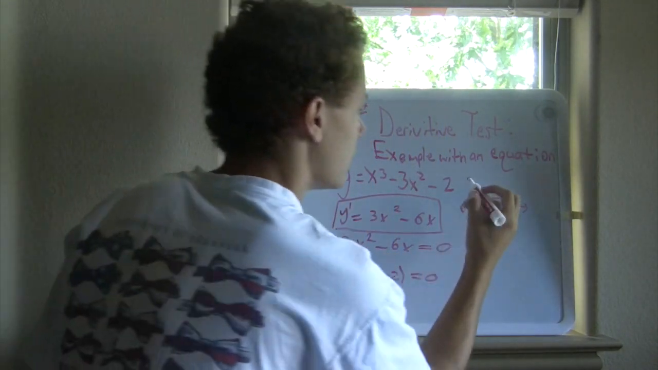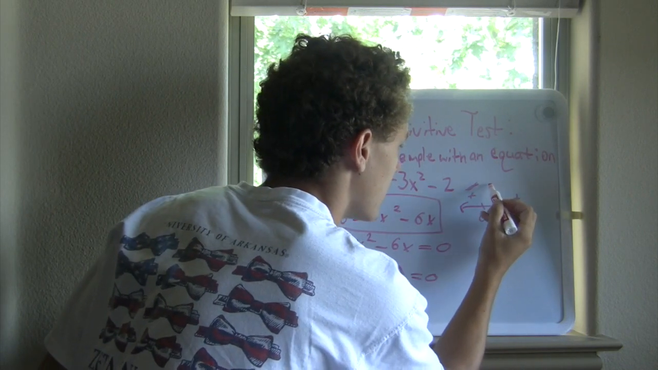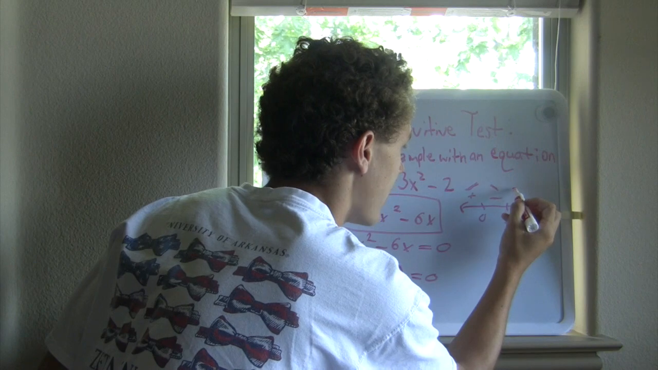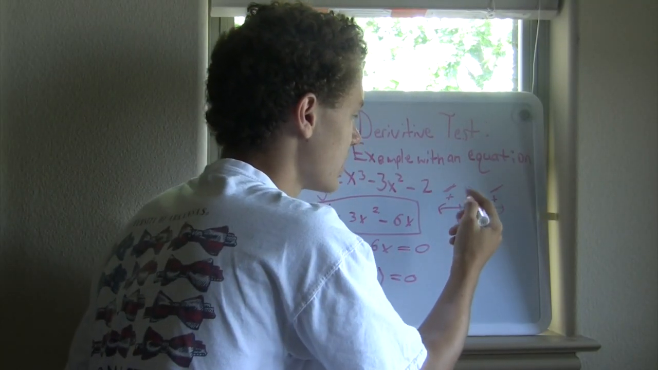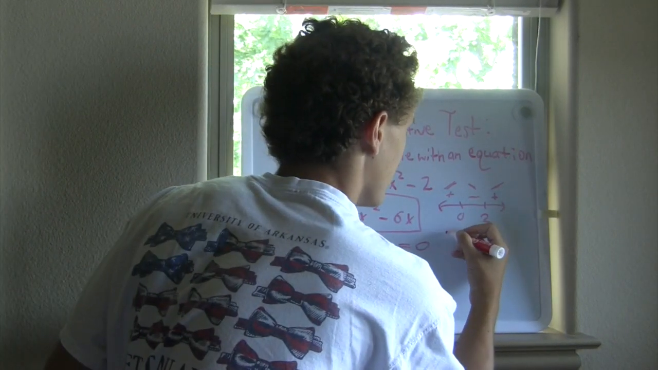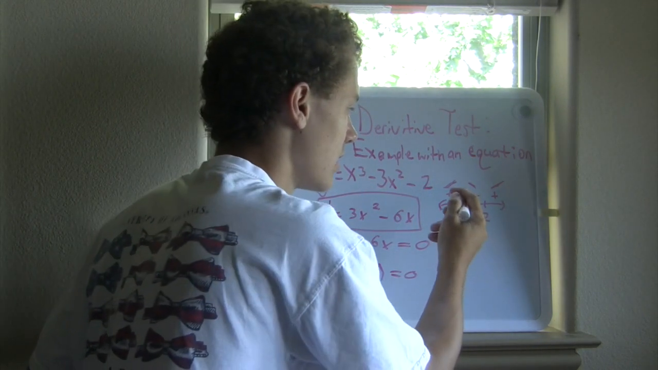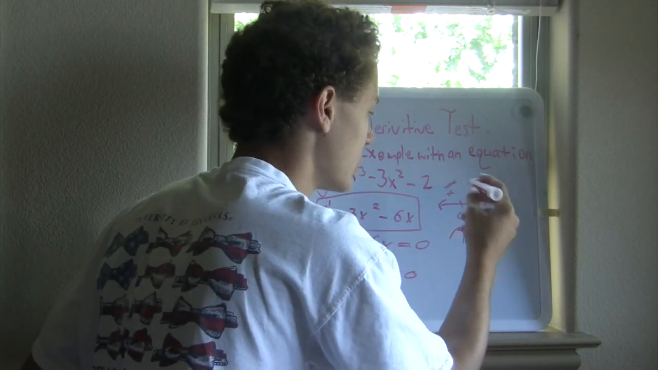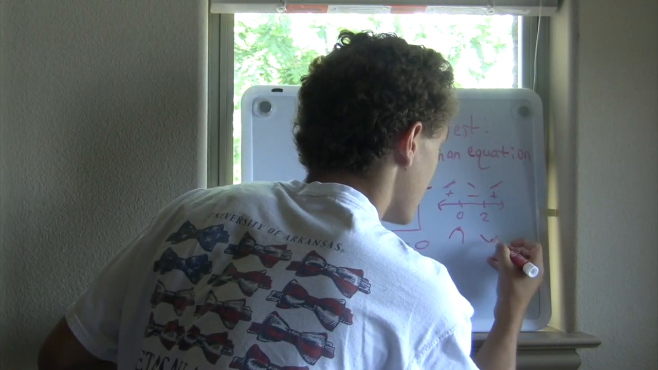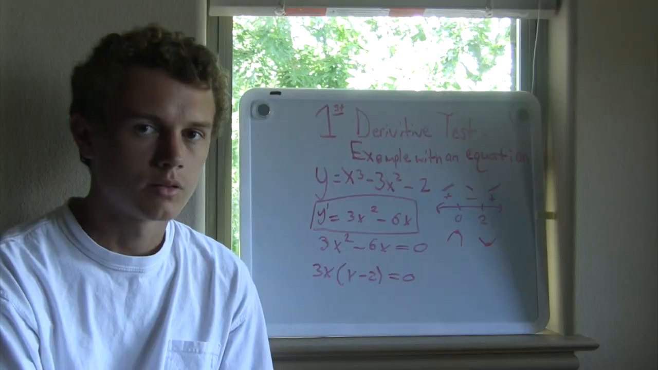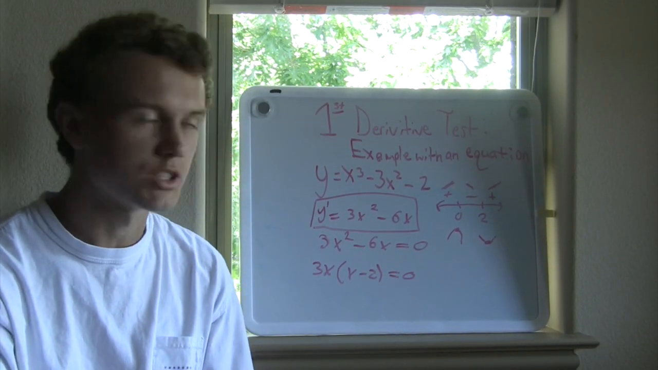Now you can see the slope is positive before 0, negative between 0 and 2, and then positive again. Since the slope is positive until 0 and then negative after, we have a max at x equals 0. And since the slope is negative until 2, and after 2 it becomes positive again, we have a minimum at x equals 2. This is how you use the first derivative test to find minimums and maximums with an equation.